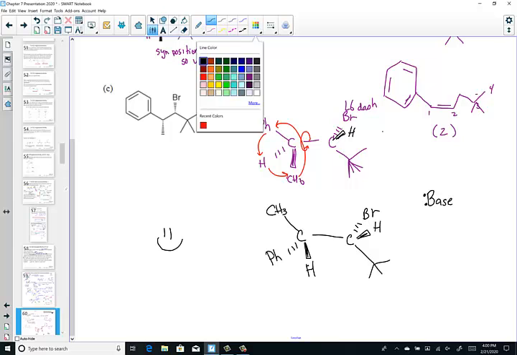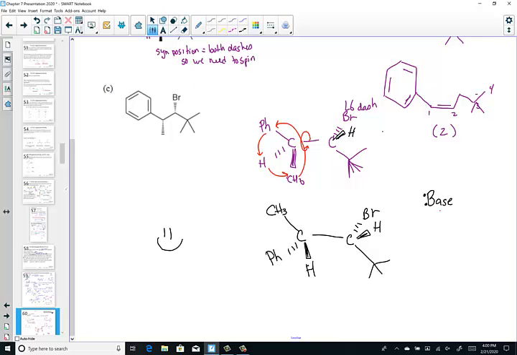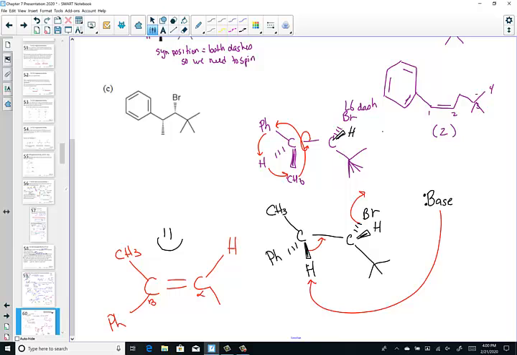So the mechanism, we would have a strong base abstracting this proton. This bond collapses and the leaving group leaves. And when that happens, we form a double bond. The double bond lies between the two carbons, the alpha and beta carbons. Pointing up was the methyl group. Pointing down was the phenyl group, the aromatic ring. On the opposite side, here's the hydrogen, and here's the tert-butyl functional group.